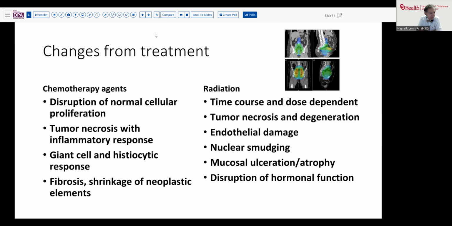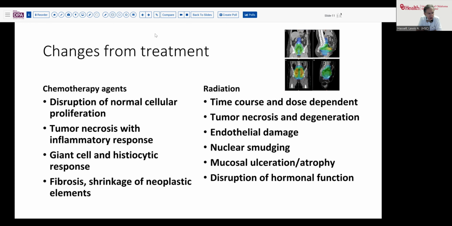So that itself can result in a number of changes, both within the target organ system as well as in other organ systems. There may be tumor necrosis with a secondary inflammatory response that comes along, and that may lead to a very florid giant cell reaction or histiocytic response, scarring, fibrosis, and shrinkage of those neoplastic elements.